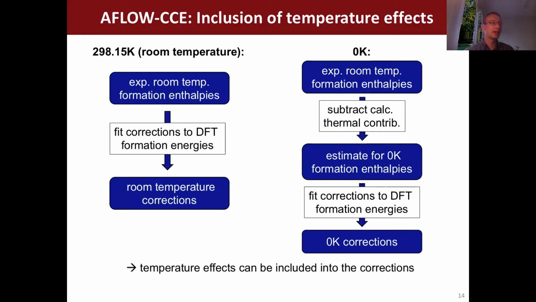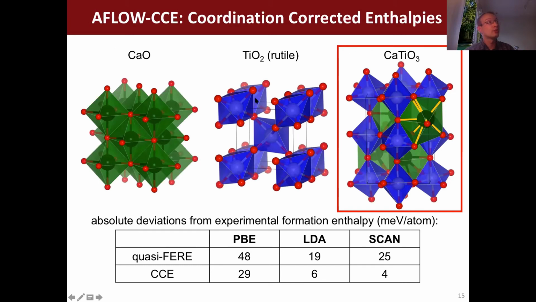So that means you don't need to worry about these thermal effects, because we have 2 sets of corrections. So all these effects are included in the corrections, and our tool actually gives us an estimate for the room temperature and for the 0 K formation enthalpy. This is, I think, pretty nice. So of course, how good does that actually work?